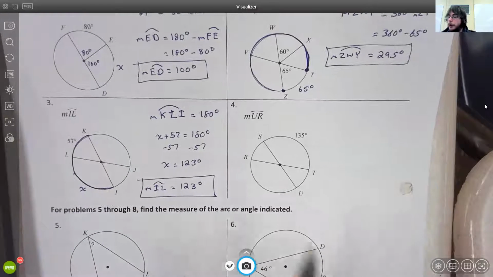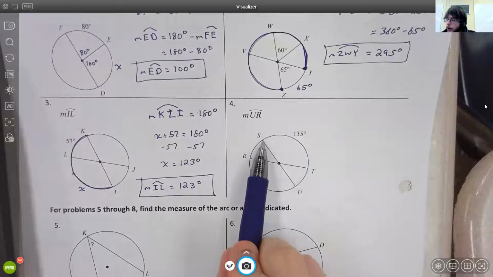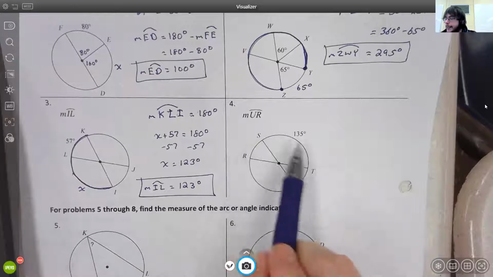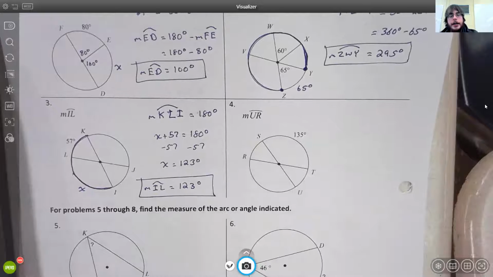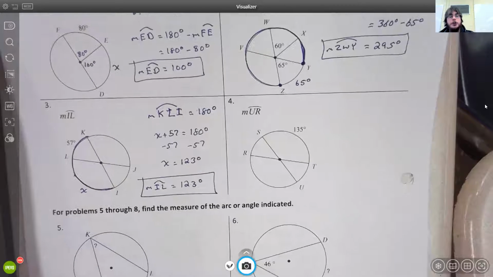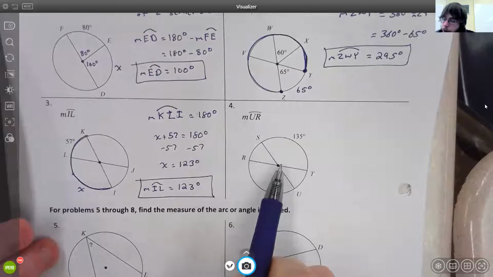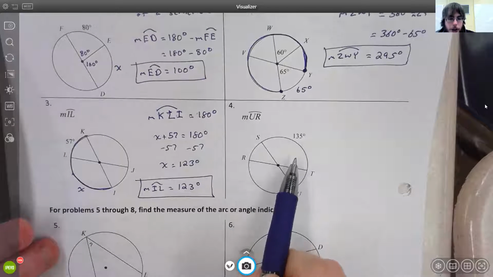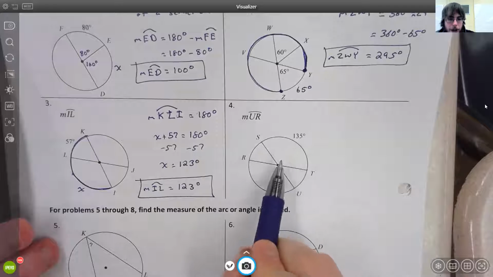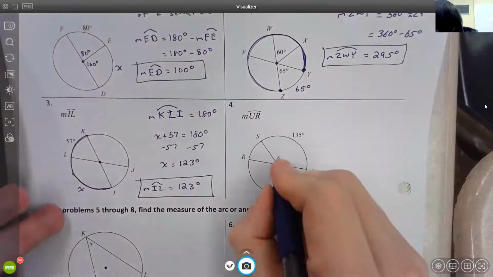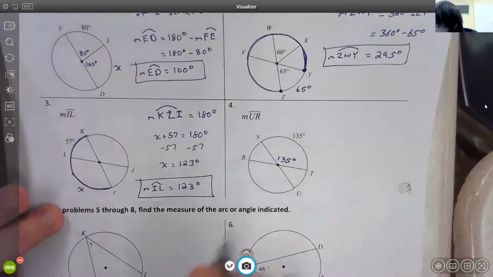And number 4, the measure of arc UR. We want to find that one. And we know the measure of arc ST is 135. Now with that, there's a few things that we could do, but I'm going to go the central angle route. So I know that the central angle that is associated with this arc would be the same. So this angle here would have to be 135 degrees.